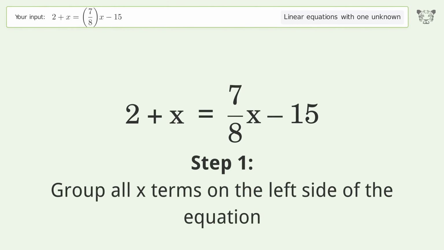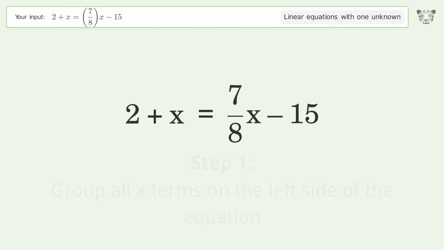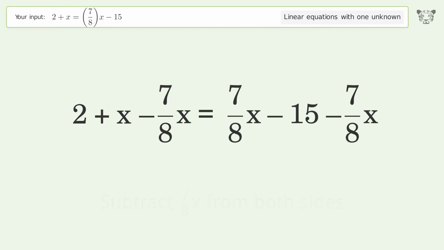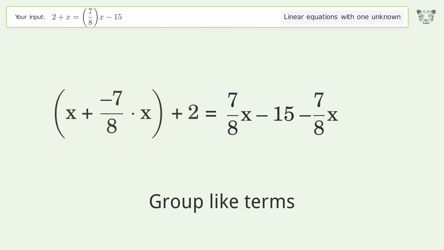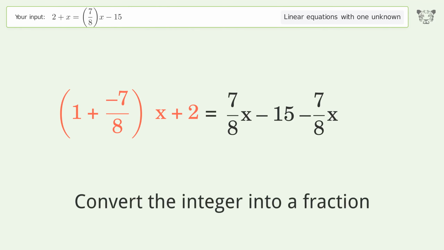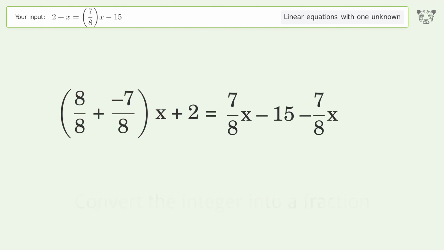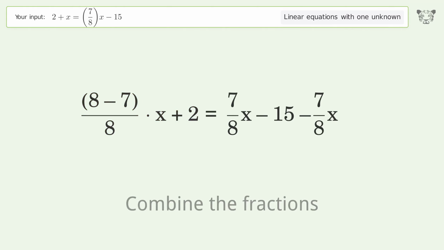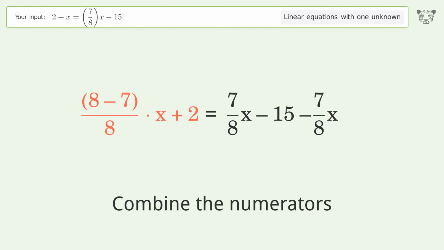Group all x terms on the left side of the equation. Subtract 7/8x from both sides. Group like terms. Group the coefficients. Convert the integer into a fraction. Combine the fractions. Combine the numerators.